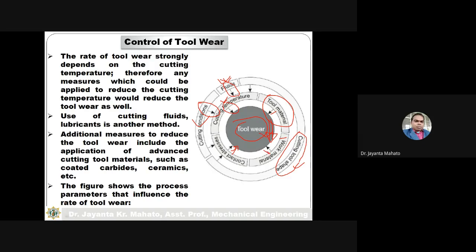and suitable workpiece material. What type of work material are you using? What type of cutting tool material? By using suitable tool material for that type of workpiece material, you can minimize the tool wear. Okay.